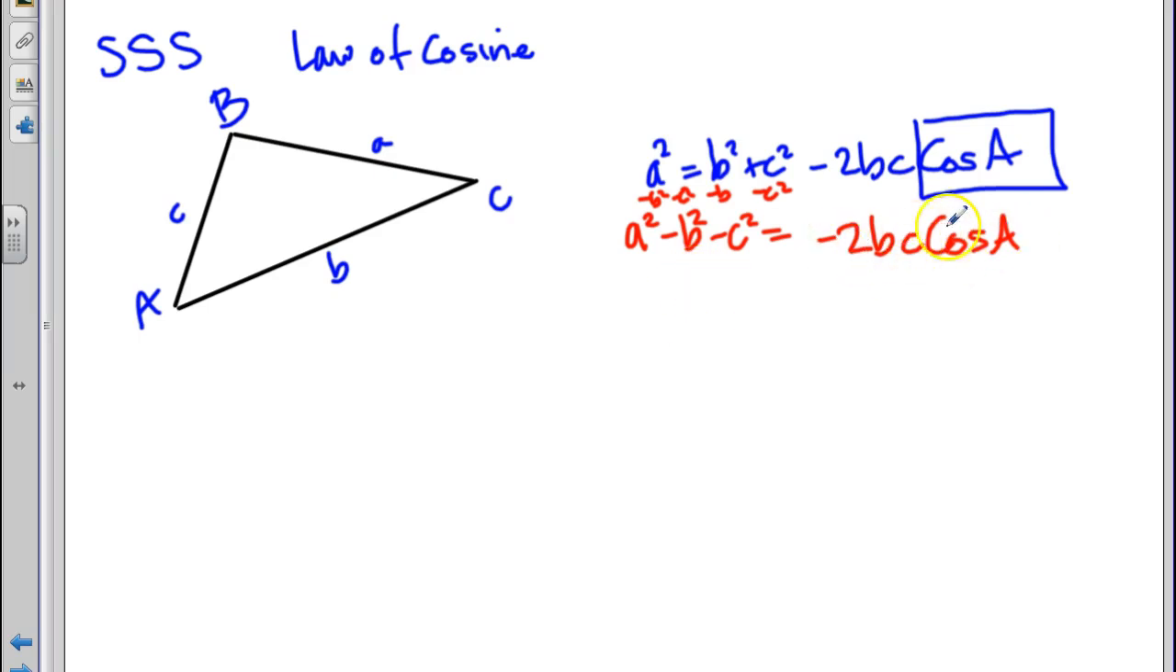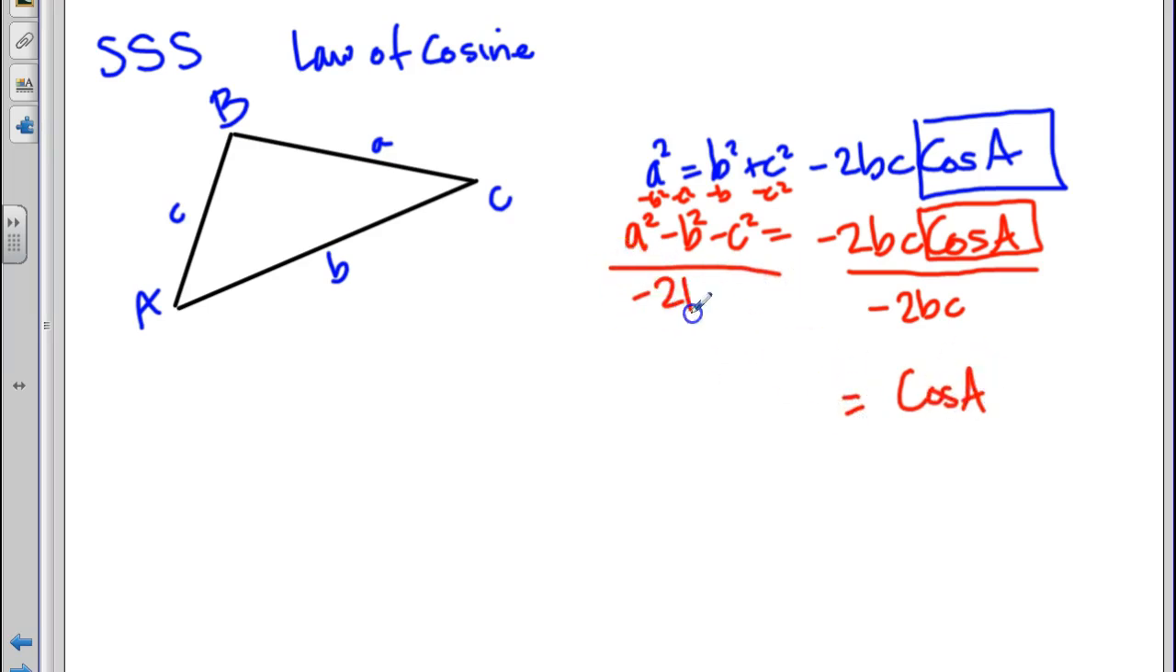All right, then this is all multiplied together because it's scrunchy. So I'm going to divide by a negative 2bc. Negative 2 divided by negative 2 is 1. B divided by b, 1. C divided by c, 1. So all we're left with over here is cosine A. Have to do the same thing to the other side. All right, so a squared minus b squared minus c squared over negative 2bc.